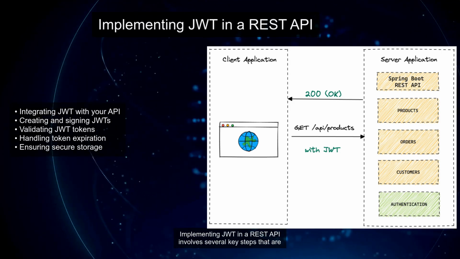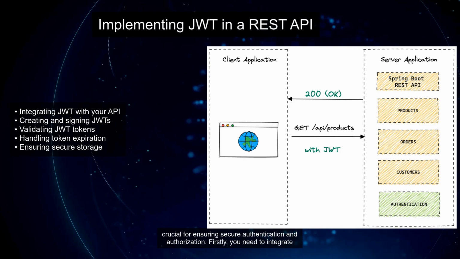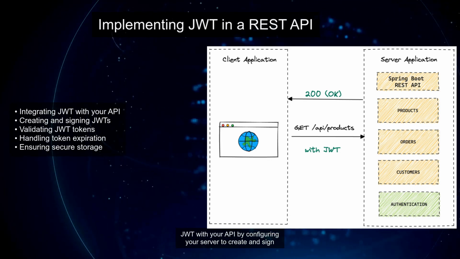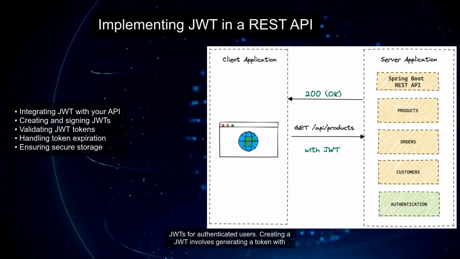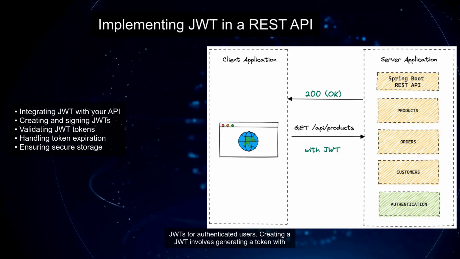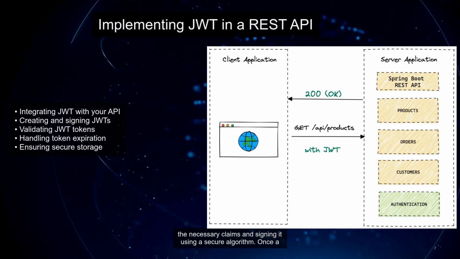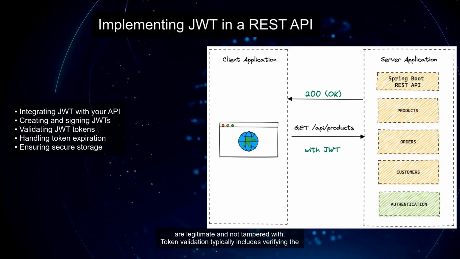Implementing JWT in a REST API involves several key steps that are crucial for ensuring secure authentication and authorization. Firstly, you need to integrate JWT with your API by configuring your server to create and sign JWTs for authenticated users. Creating a JWT involves generating a token with the necessary claims and signing it using a secure algorithm. Once a JWT is issued, the API must validate incoming tokens to ensure they are legitimate and not tampered with.